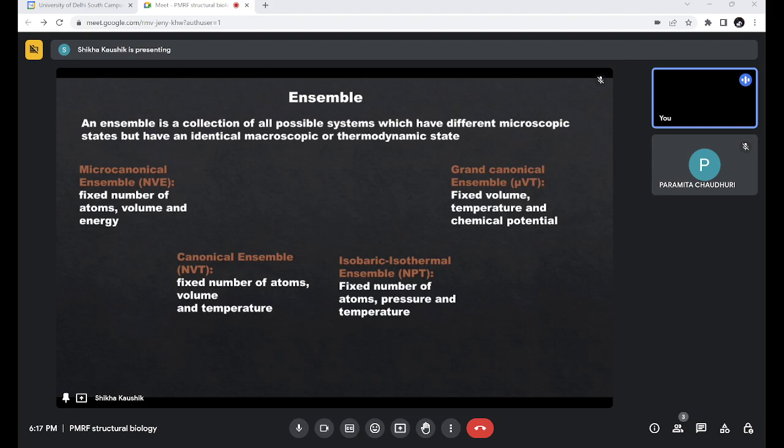So if I talk about different types of ensembles, we have the microcanonical ensemble, where we have a fixed number of atoms, fixed volume, and fixed energy. So what we are doing is trying to actually achieve a system with some fixed parameters, and try to look at it as a unit cell, and then we are joining these unit cells to make our 3D crystal.